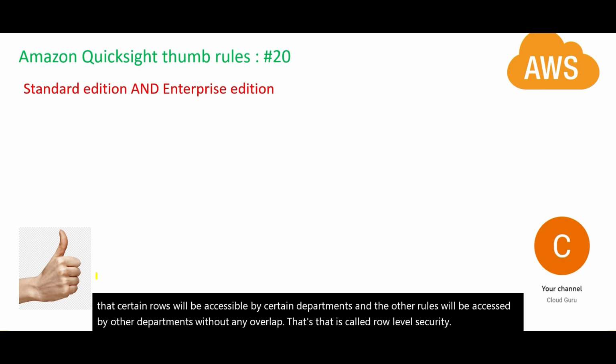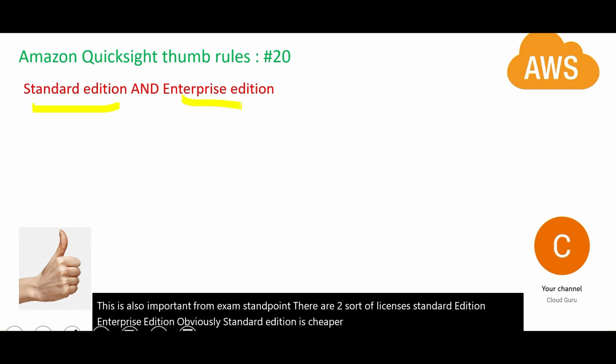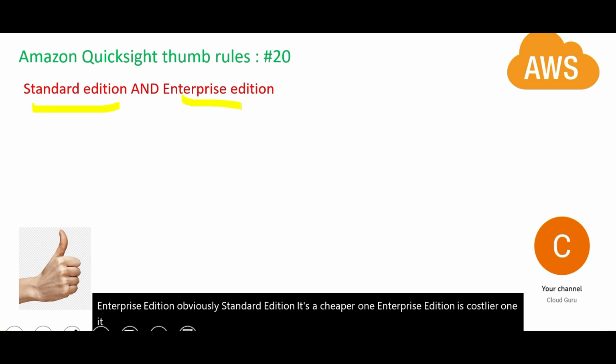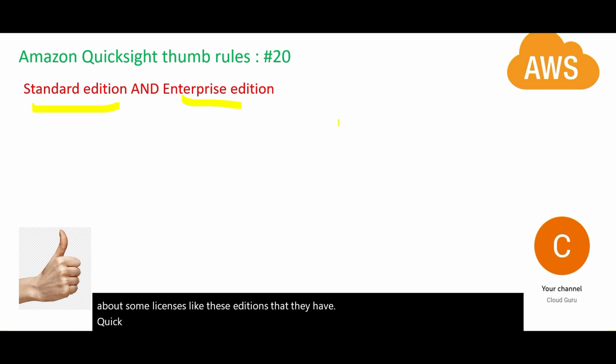This is also important from the exam standpoint. There are two sorts of licenses: standard edition and enterprise edition. Obviously, standard edition is the cheaper one, enterprise edition is the costlier one. It has more features, but in the exam, I have seen questions where they talk about these editions that they have for Quicksight, and then they ask whether you can still create visualizations with this edition, etc. You can create visualizations with both the editions.